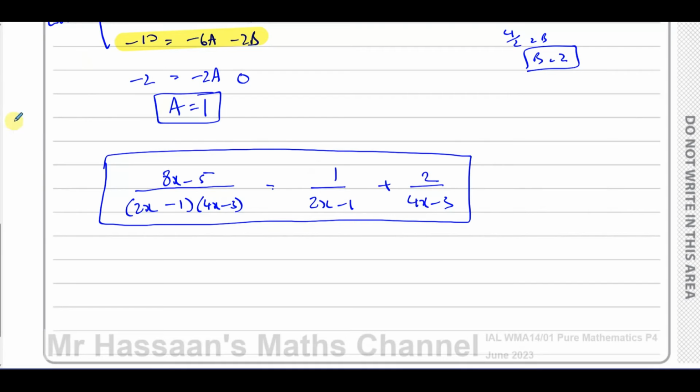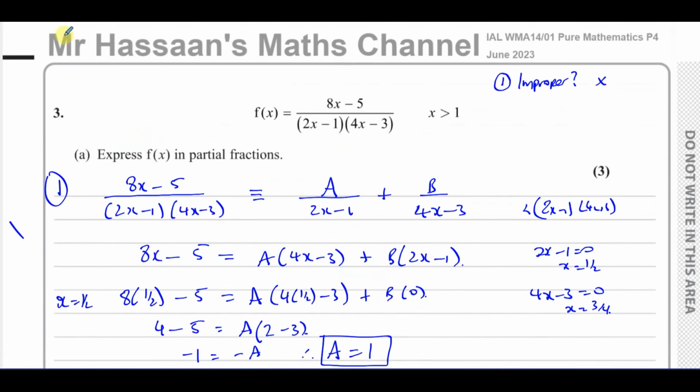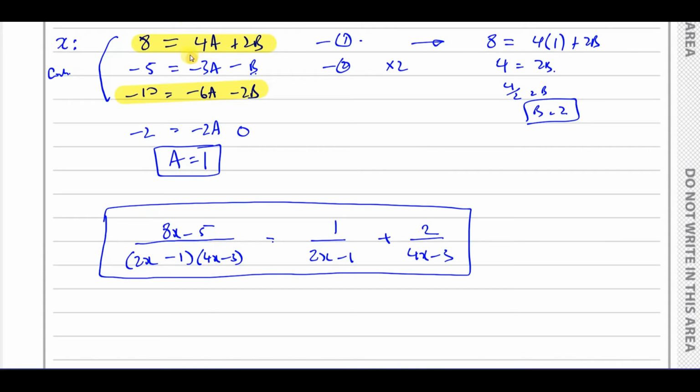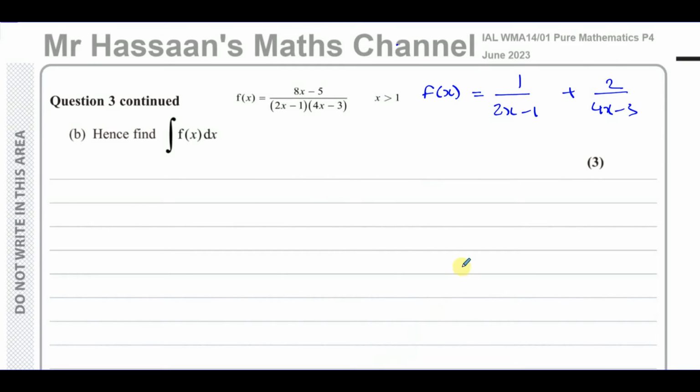So there is the answer to 3 part A. Okay, so I think we might have to use this. Okay, so I'm going to copy this. And now for part B of question number 3, it says hence, and we should all know by now that the word hence means using what we just found in the last part of the question. Find the integral of f of x with respect to x.